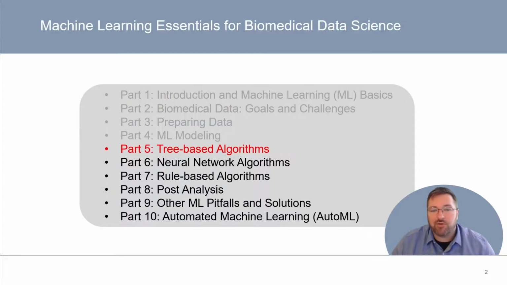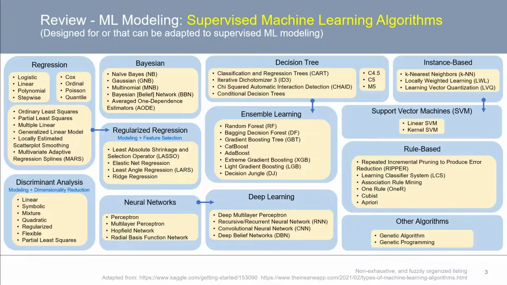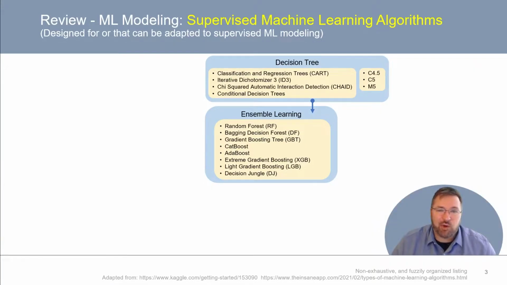Here's a quick reminder of the parts making up this video series. In the last video, we covered the conceptual elements involved in machine learning modeling. Recall this overview of supervised machine learning algorithms that can be applied to modeling on labeled data, where we grouped similar or related algorithms together. Again, in this video, we'll be focused first on the decision tree algorithm, of which there have been a number of implementation variations, including CART, ID3, C4.5, and M5, among others.